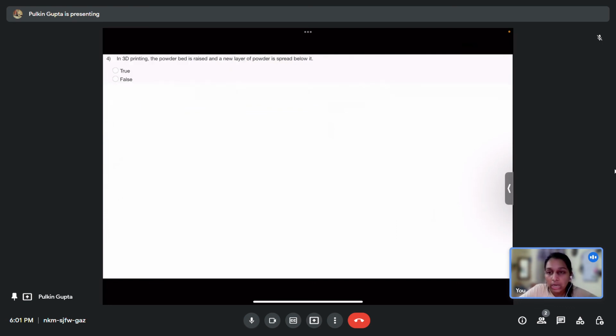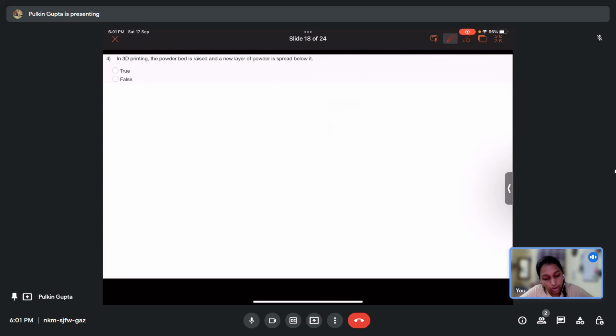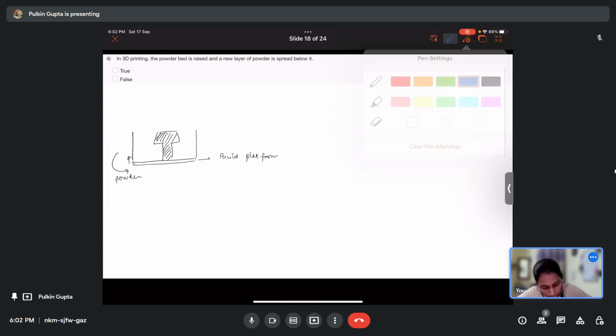Now question 4, in 3D printing, the powder bed is raised and a new layer of powder is spread below it. Please try to understand what they are saying. So suppose this is your powder bed, the build platform, and your part is above it. This is the part which is being printed. And now they are saying this powder bed is raised and new powder is being spread below this. So this is your new powder layer.